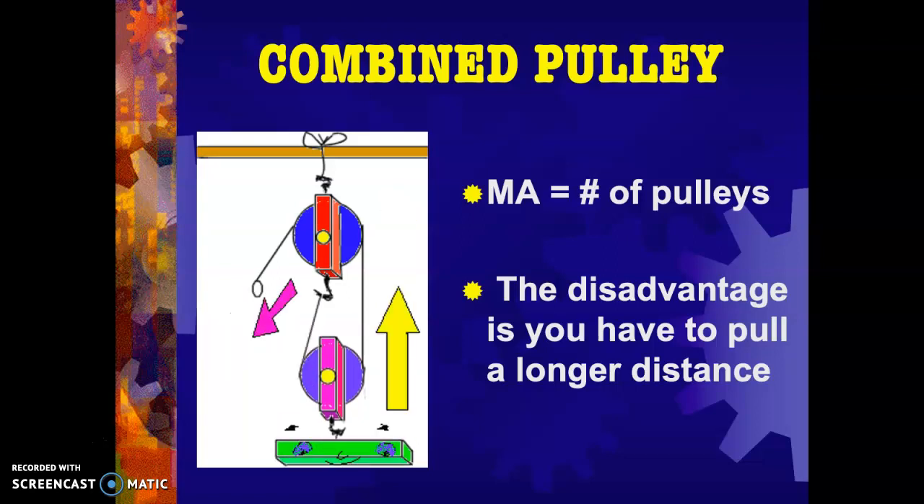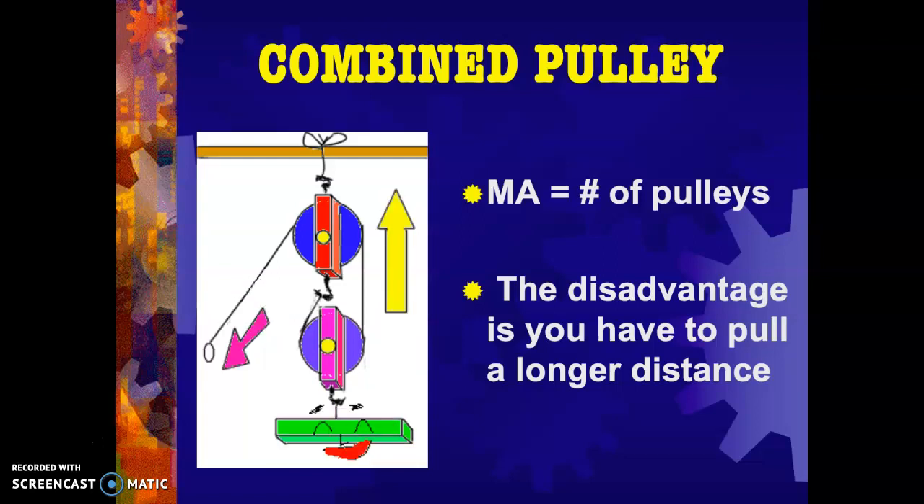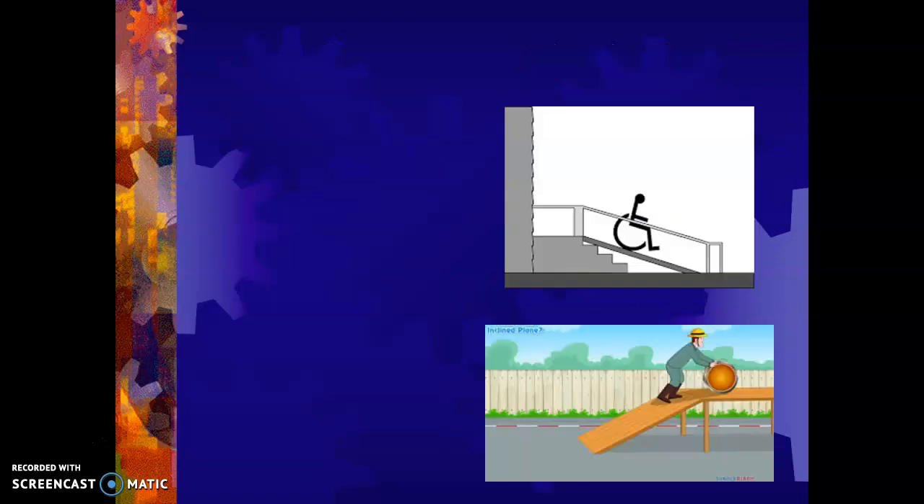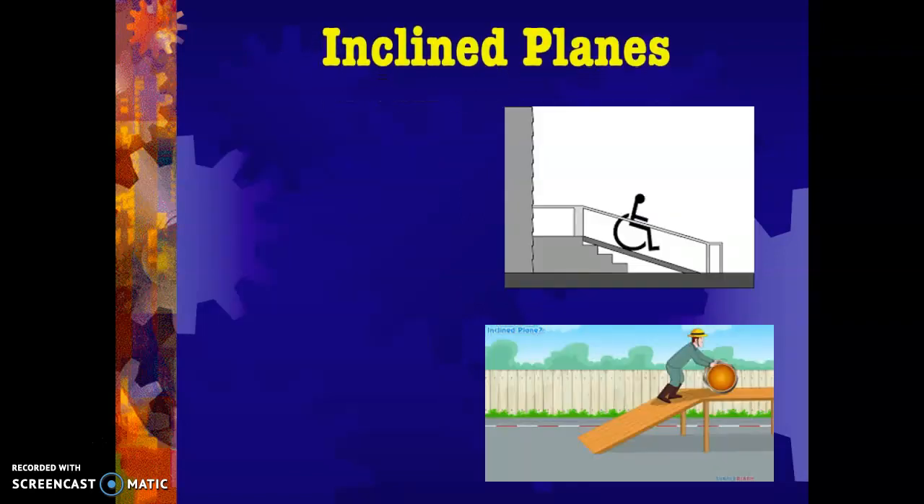This is a combined pulley system. So 3 different types: we have our fixed, we have our movable, and then we have our combined pulley or block and tackle. Okay, let's move on then. Incline planes.